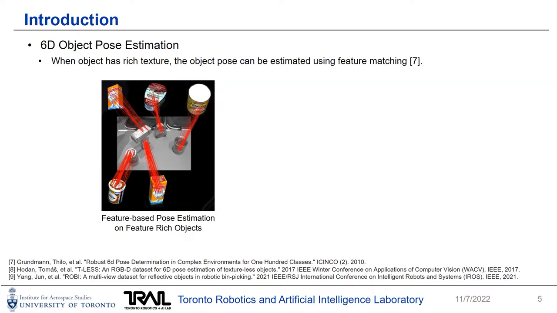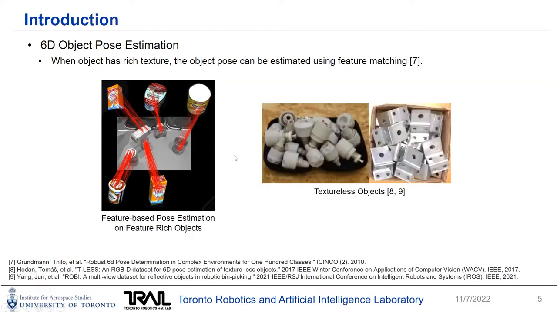One problem with this classic approach is that it assumes we have rich texture on the object. In this case we have abundant features that allow us to do feature matching. But when we have a textureless object, feature matching totally fails. Textureless objects appear a lot in our daily lives and in industrial environments. Like in bin picking, most of the objects are metallic and have no texture. So how do we do this?